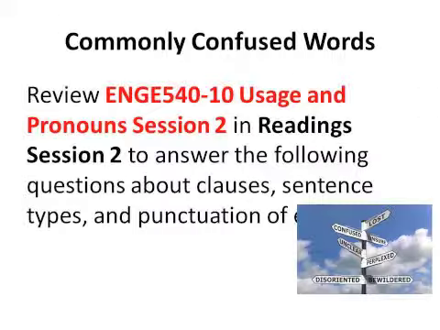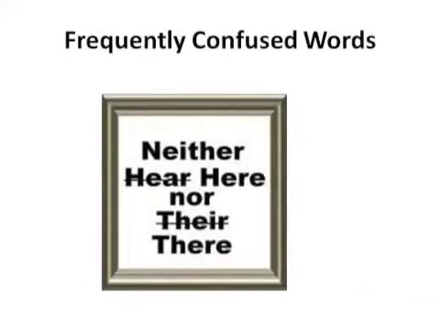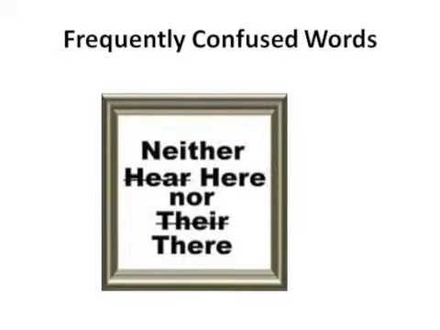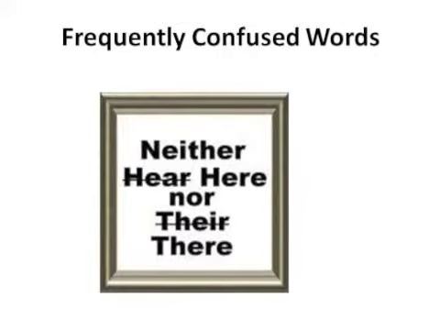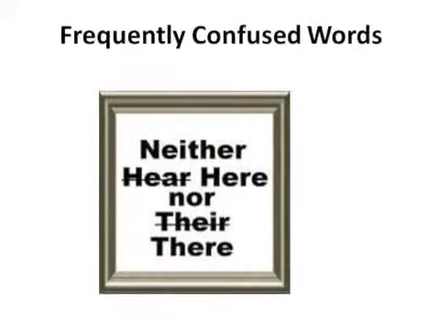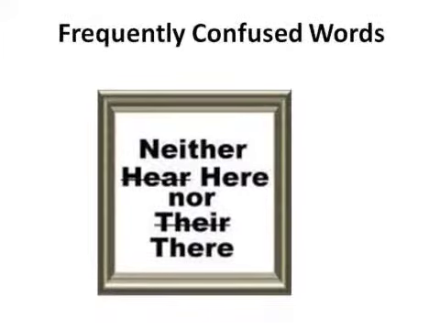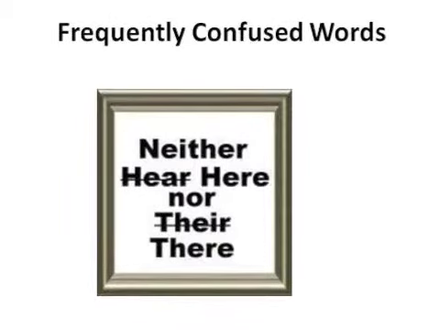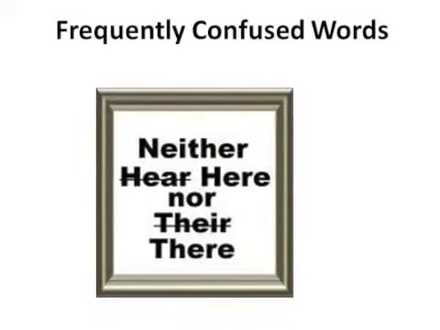Let's review some of the more frequent errors that people make in commonly confused words. Let's look at these. Here has ear in it, and it's what you do with your ears. There, T-H-E-R-E, has here in it. Here and there are places. Their, T-H-E-I-R, has heir in it, one who inherits. And their means belonging to them. They've inherited something.